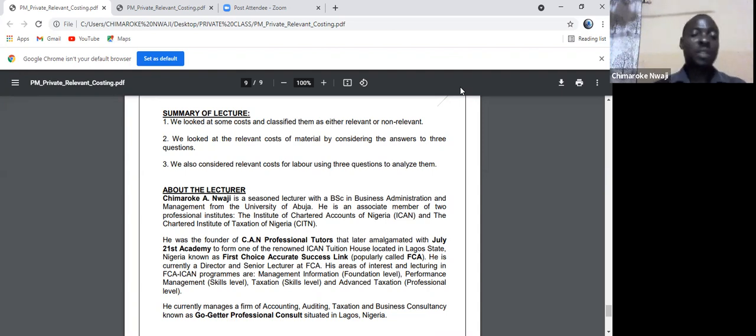This is the thing we talked about here in relevant cost, and I do hope that when you see any question that has to do with material and labor relevant cost analysis, you will remember these three questions and use them wisely. Relevant cost is going to be a cheap question for you from now on. So go now and look for questions that has to do with relevant cost and try your hands on them.